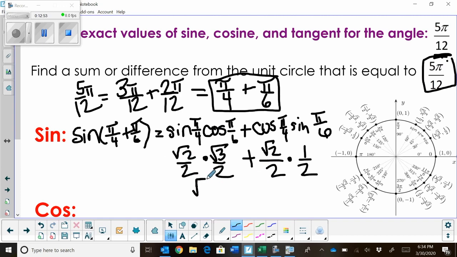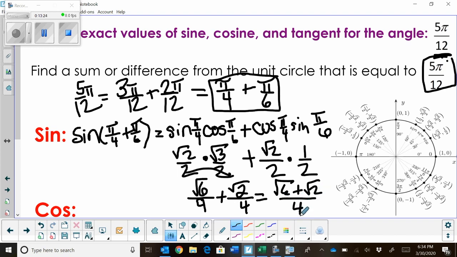We get a root 6 all over 2 plus a root 2 all over, my denominator is not 2. My denominator is 4. 2 times 2 is 4. Sorry about that. And then root 2 over 4. And then, so our final answer is root 6 plus root 2 all over 4.